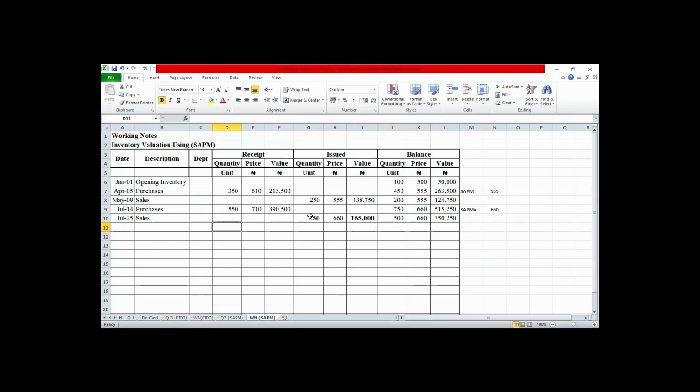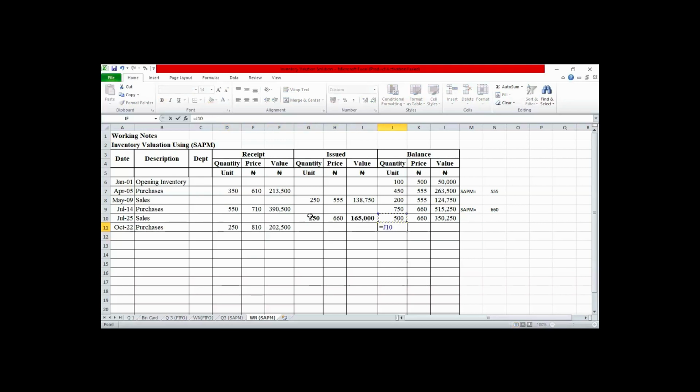What's the next one? October 22nd. Purchases or sales? Purchases. How many units do we purchase? We bought 250 units at 810 naira. How much is that? We have 202,500. Yes, 202,500. Then we add it to what we have in the store.